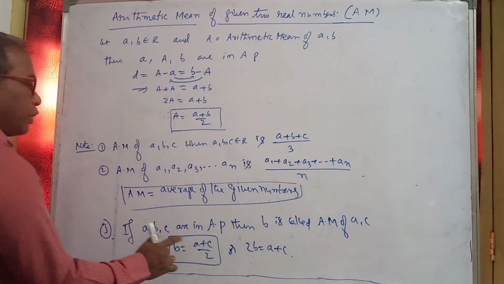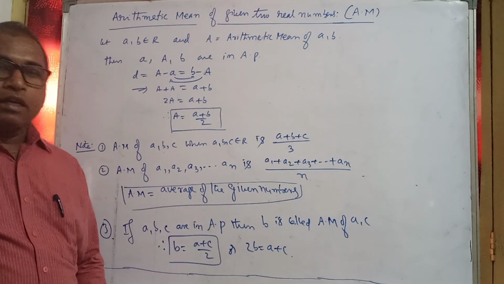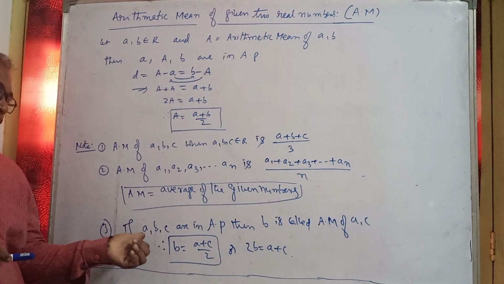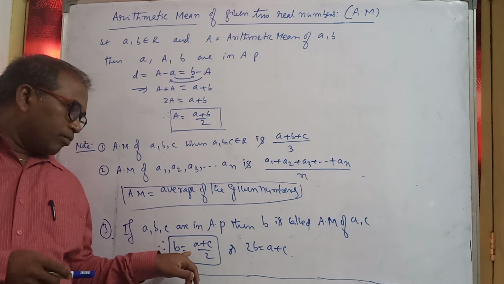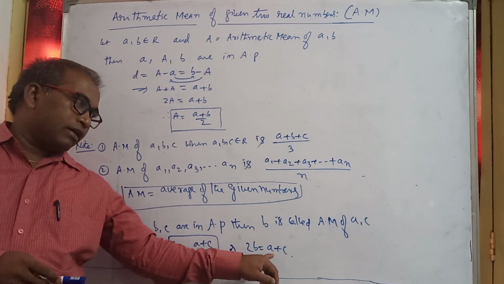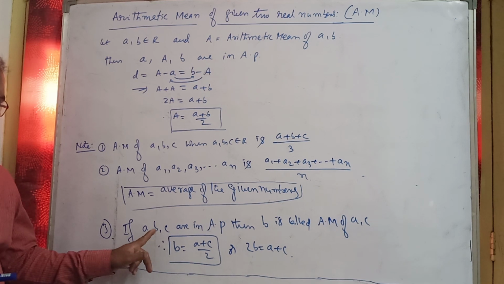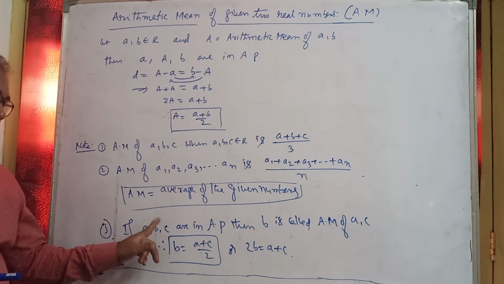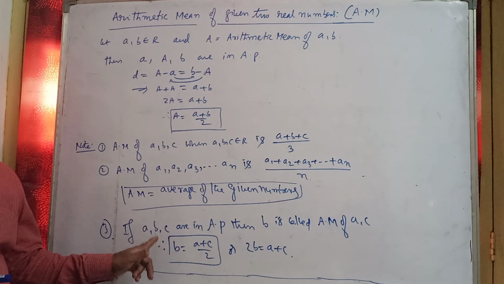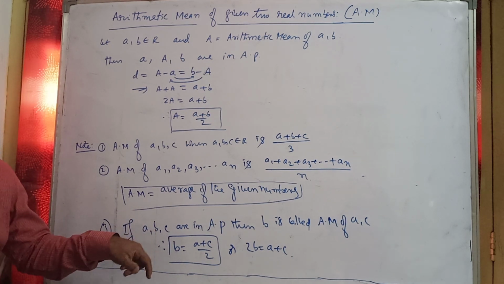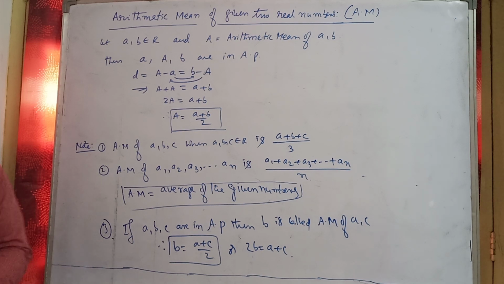So this result we would use in further problems, in quadratic equations, theory of equations. Wherever you see three terms are in AP, apply this condition. b is equal to (a plus c) by 2 or 2b is equal to a plus c. Order is important. Suppose a, c, d are in AP, then c is the arithmetic mean. Middle term is arithmetic mean, average. So copy this.